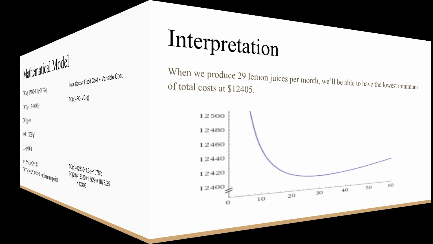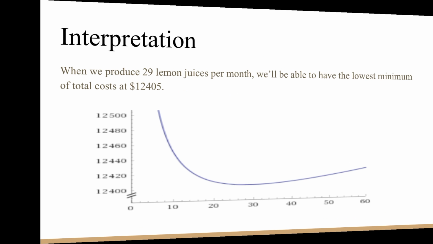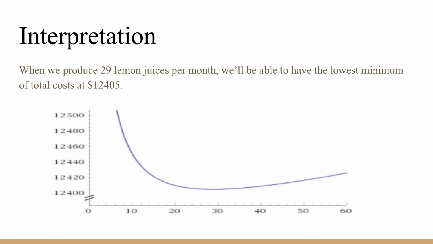What does Q equal to 29 mean? Well, it means when we produce 29 cups of lemon juice per month, we'll be able to have the lowest minimum of total cost at 12,405. We can also see this from the graph below. After the point of 29, the total cost keeps increasing and increasing. This might be due to diseconomies of scale.